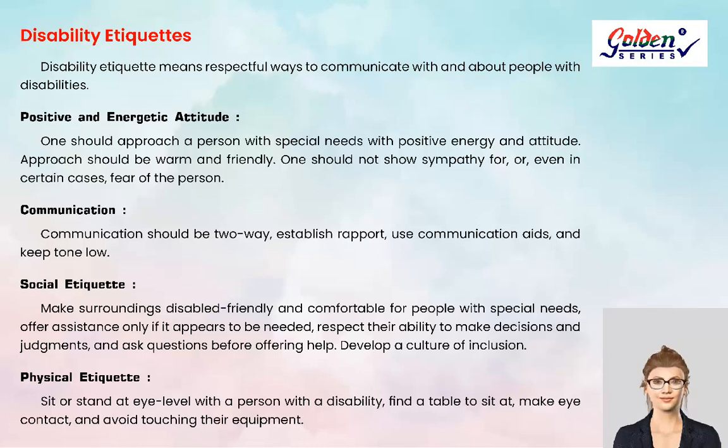Social etiquette. Make surroundings disabled-friendly and comfortable for people with special needs. Offer assistance only if it appears to be needed. Respect their ability to make decisions and judgments, and ask questions before offering help. Develop a culture of inclusion. Physical etiquette. Sit or stand at eye level with a person with a disability. Make eye contact, and avoid touching their equipment.